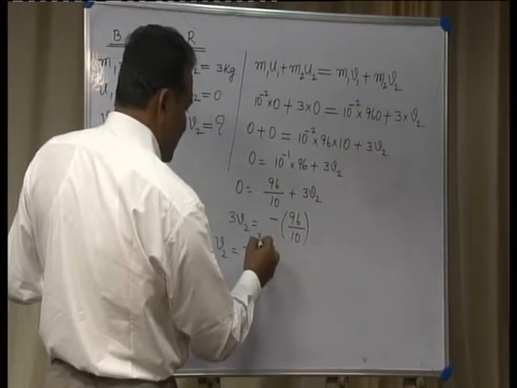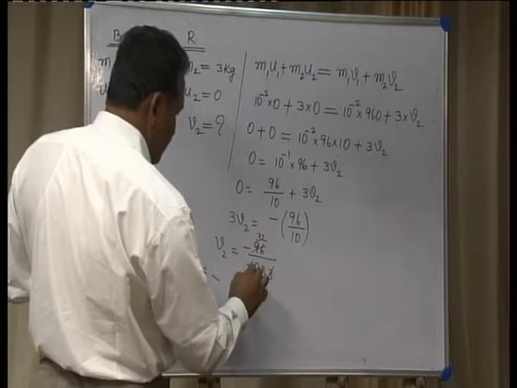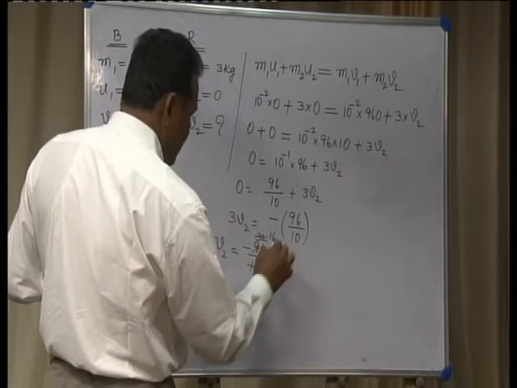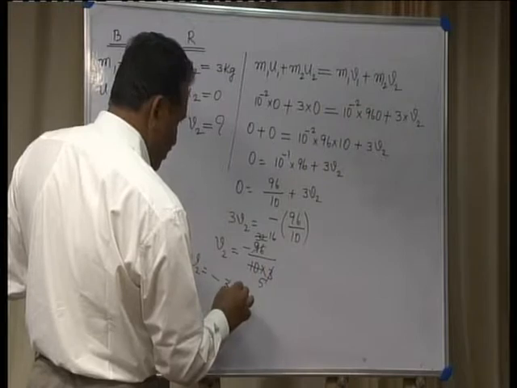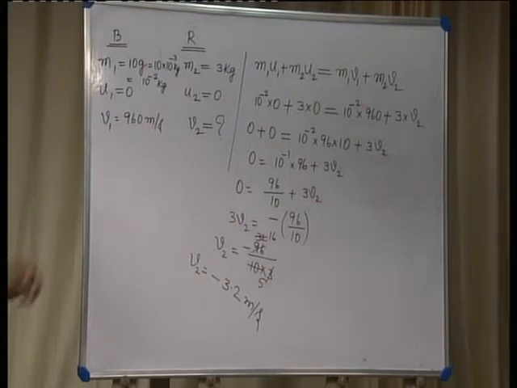3 3s are 9, 3 2s are 6. So v2 is equal to minus 3.2 meter per second, which is the recoil velocity of the rifle. Please note that the negative sign indicates that the rifle moves in the direction opposite to the direction of the bullet. This is how you calculate the recoil velocity of a given rifle by using the law of conservation of momentum.